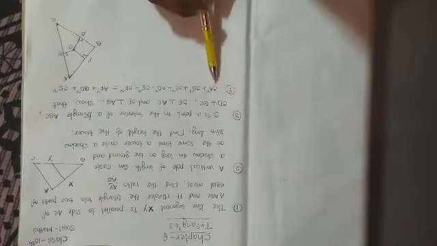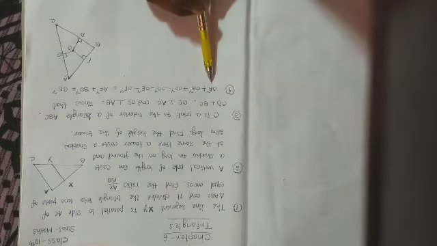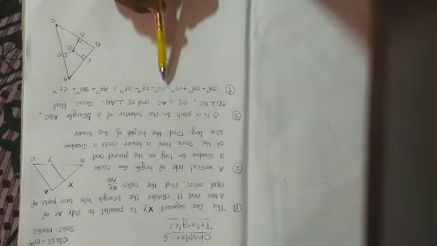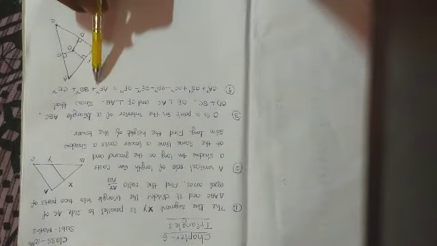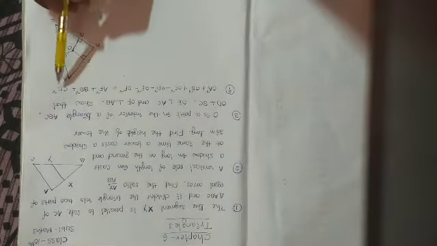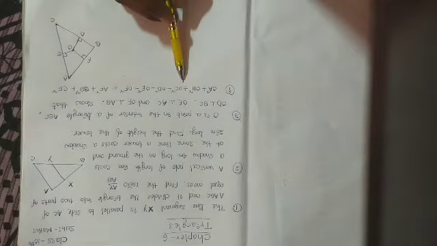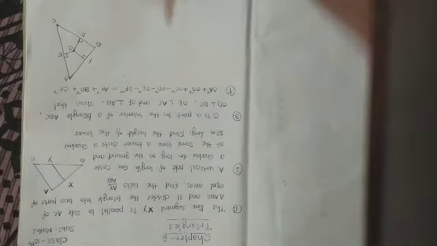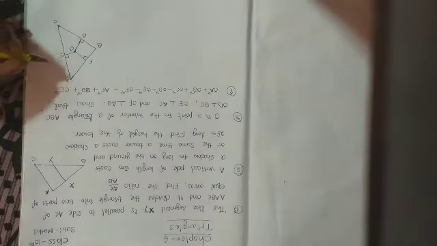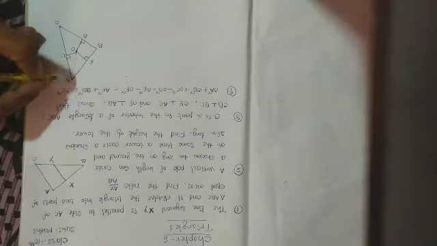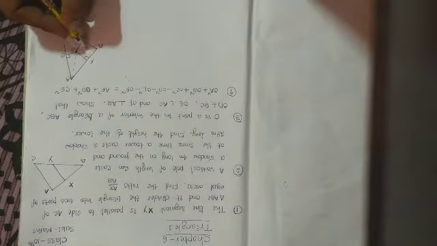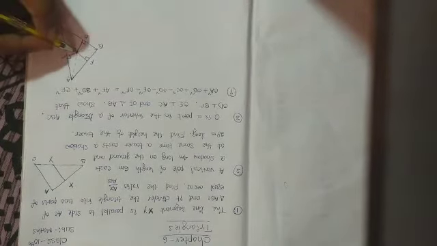Show that OA square plus OB square plus OC square minus OD square minus OE square minus OF square is equal to AF square plus BD square plus CE square. So here we need OA, OB, OC. That is why I have to join OA, OB, OC in this figure. Okay, now I have to join OA, OB and OC.